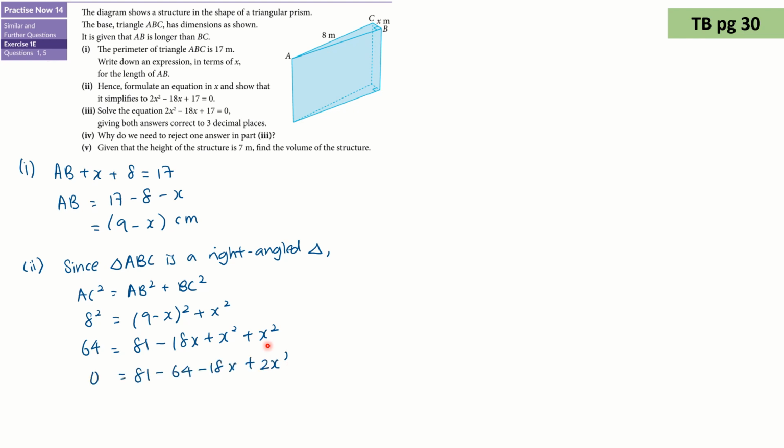Following that, we will have 0 equals 81 minus 64 minus 18x plus 2x square. And finally, we will be able to simplify it into 2x square minus 18x plus 17. You can rewrite the entire thing, since they also asked to show it in this manner, ending it off with a 'shown'. So this is how we formulate an equation by making use of the information that has been given to us, although it required some thinking and relating to what we already previously know. In this case, it was Pythagoras' theorem.